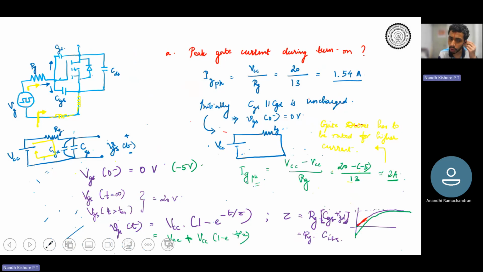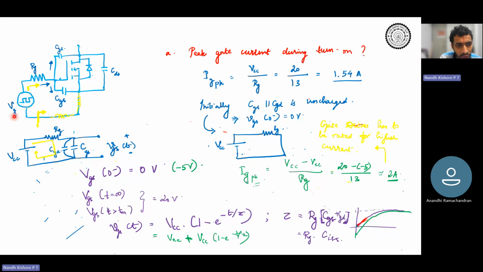So to solve this problem, forgetting about this part, what is the peak gate current? Just take your simple gate drive circuit. You have a VG, then you have RG, and then CGS. So during turn on, what happens?